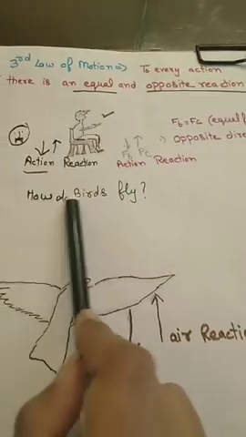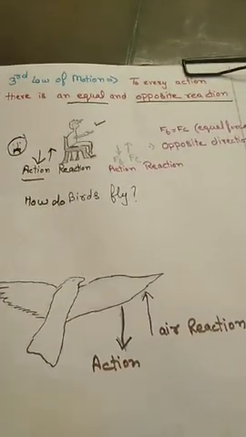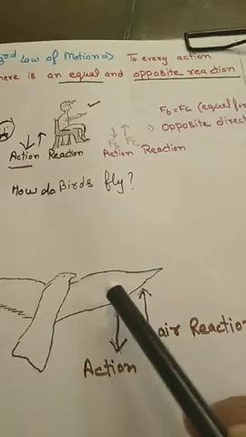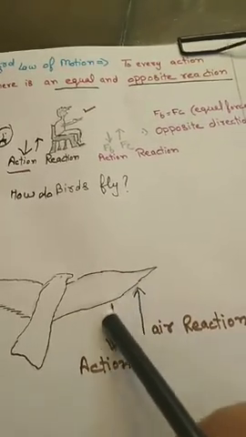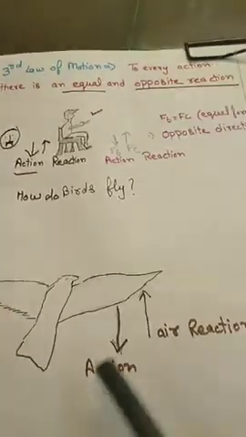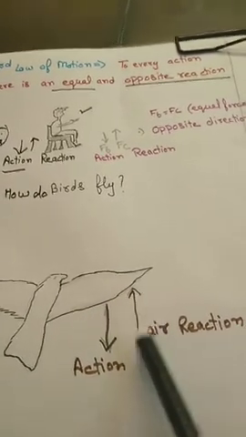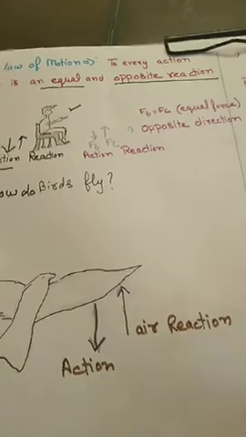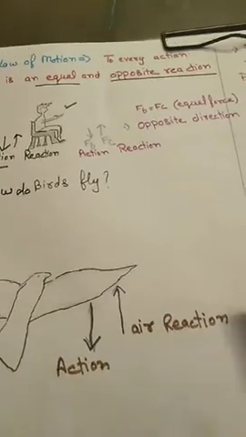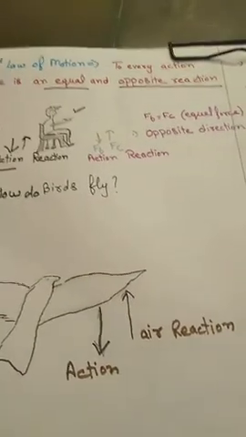So how do birds fly? Let us take another example. This is a bird. The wings of the bird are applying force in the downward direction. This is action. Similarly, the same force is produced by the air in the upward direction in reaction. So action and reaction always exist in a pair.